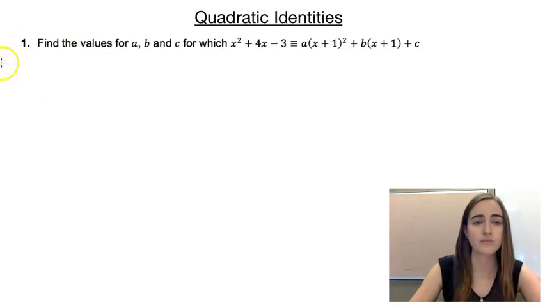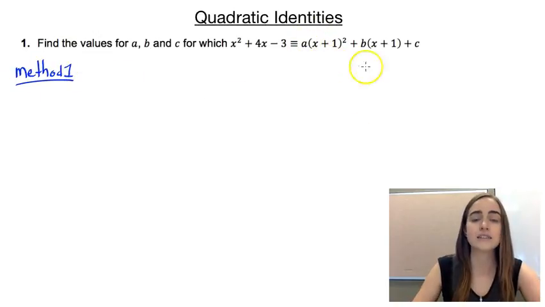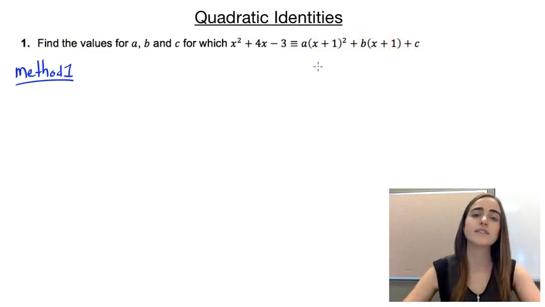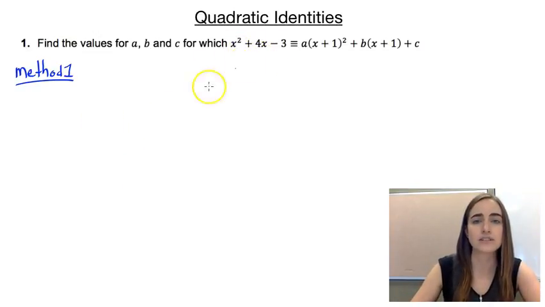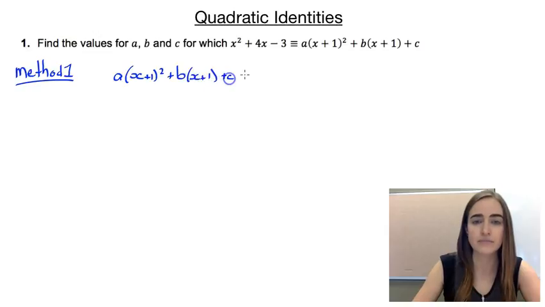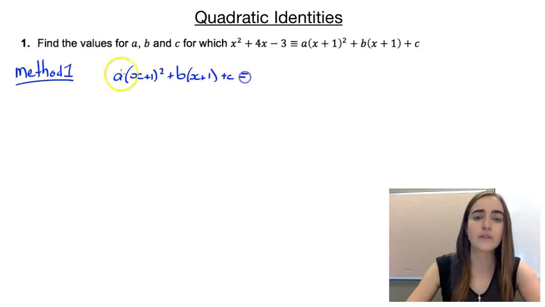So our first way of doing it, called method 1, is we can take this expression, expand everything out and then collect all our x squareds together, all our x's and our constants, and then equate the coefficients. So we've got a(x plus 1) squared plus b(x plus 1) plus c, and we want to expand this out. So the a I'm just going to leave there for a moment while I expand this bracket out.